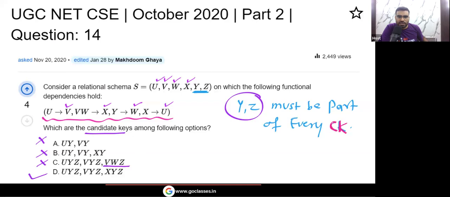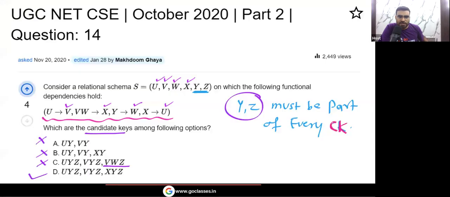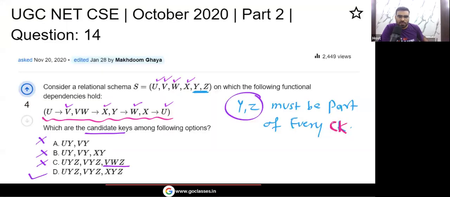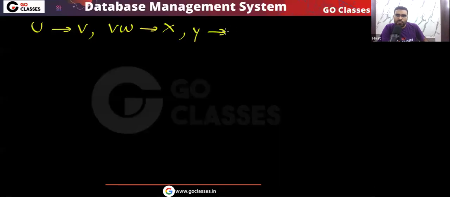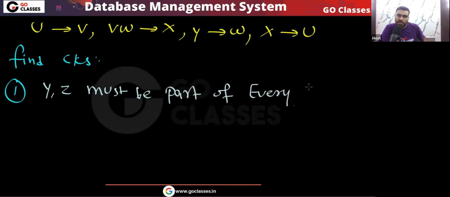But anyway, if you want to find the candidate keys, you can easily find them. Let's find out the candidate keys. The functional dependencies that we have are U determining V, next VW determines X, Y determines W, next X determines U. If the question asks how many candidate keys there are, let's see how to find them. The first step is, you know that YZ must be part of every candidate key.